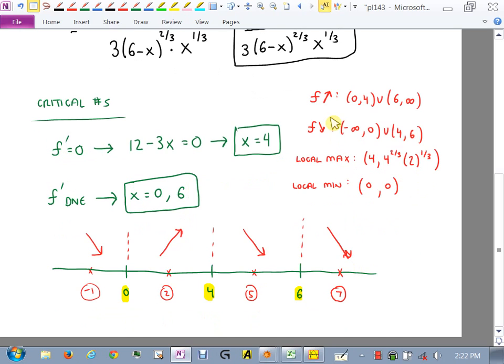Okay, so how does this change our answer? Our increasing is now just 0 to 4. Please adjust this. Our decreasing is negative infinity to 0, but then 4 to infinity. Local max, does that change? Local min, there's just one.